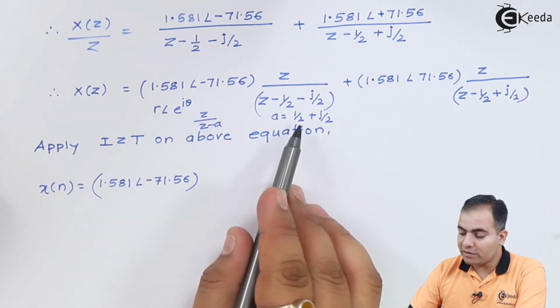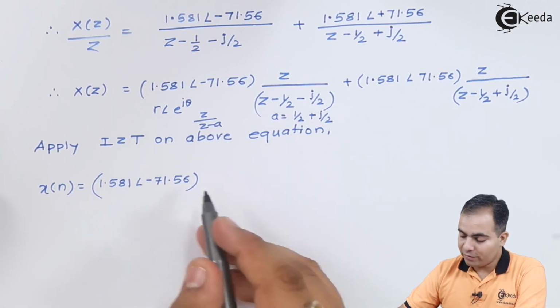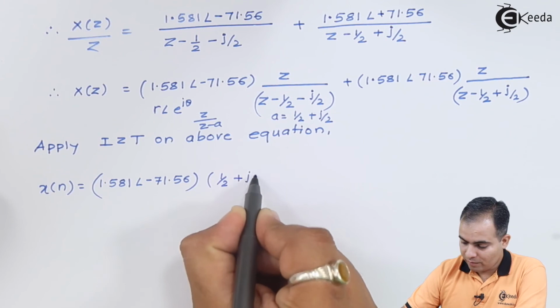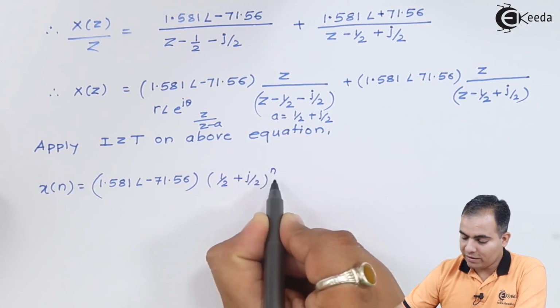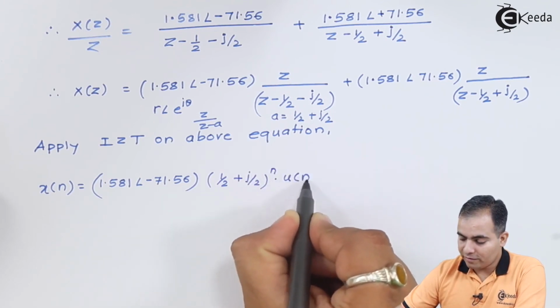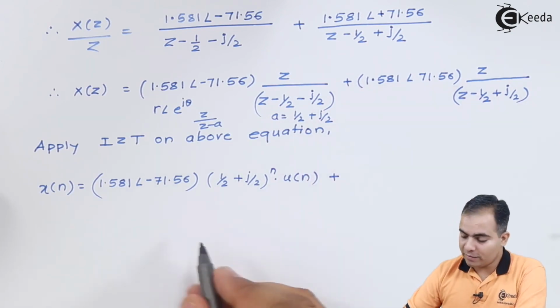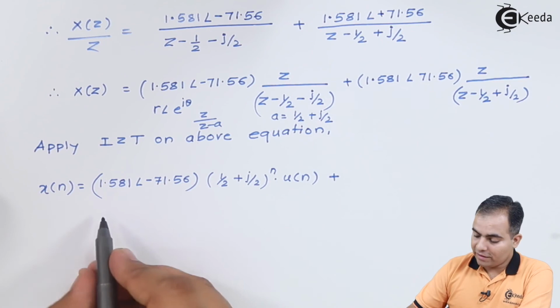So my a value is this, and u of n we know. So we'll write half plus j by 2 raised to n into u of n. Now similarly we will write the value for the next part. This constant I can write as it is.